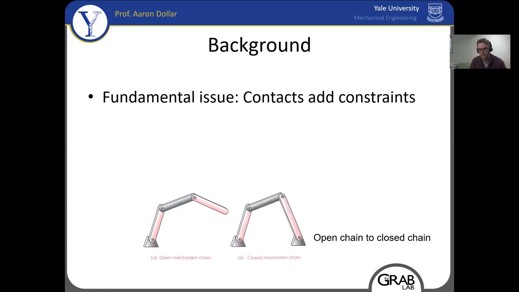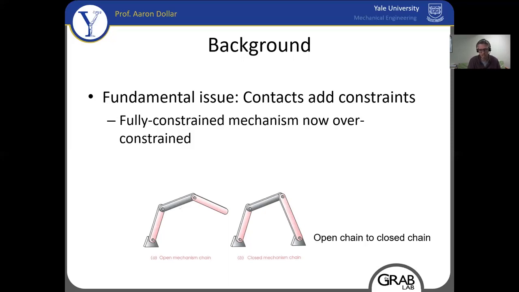The issue is that as soon as you make contact, that open serial chain becomes a closed serial chain. Now, the contact might not be a full joint like shown here, but it'll add a couple of constraints and reduce degrees of freedom of the whole system. In this example, the three-link serial chain went from 3 degrees of freedom to 1 degree of freedom after contact, and controlling 1 degree of freedom of a closed chain with three actuators is very difficult.